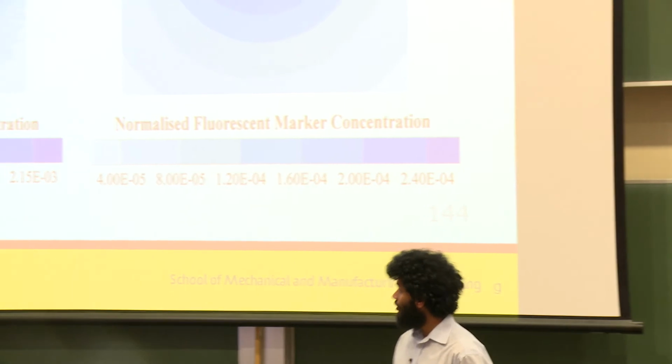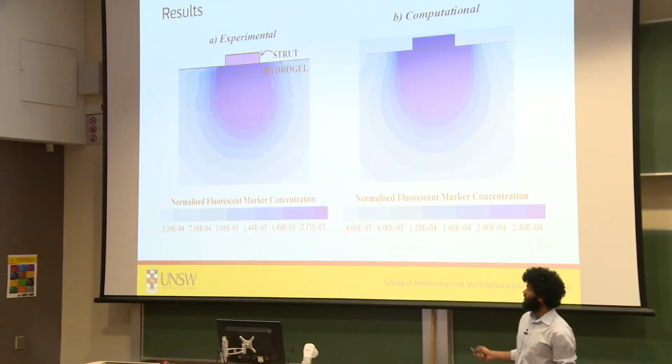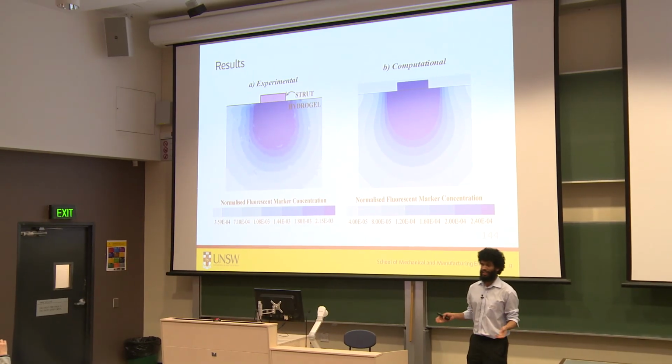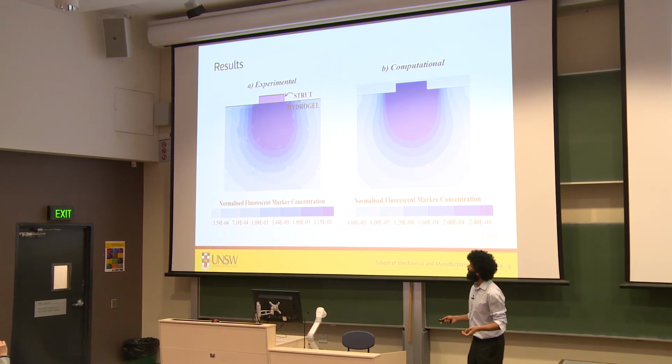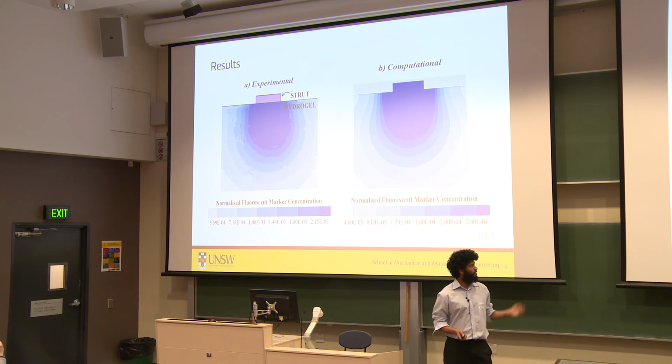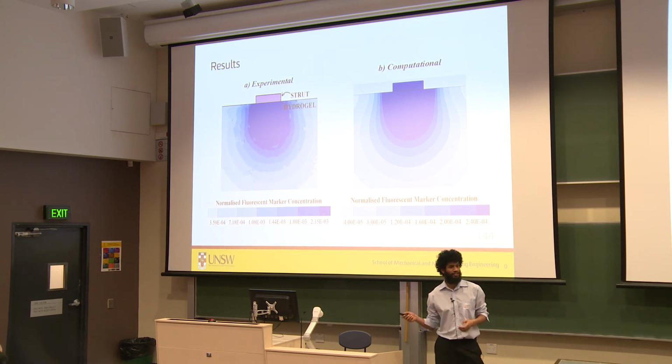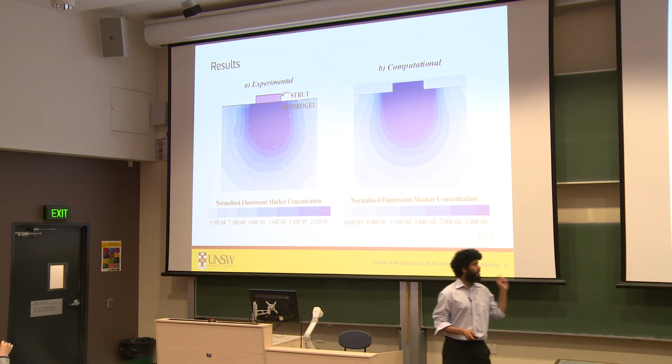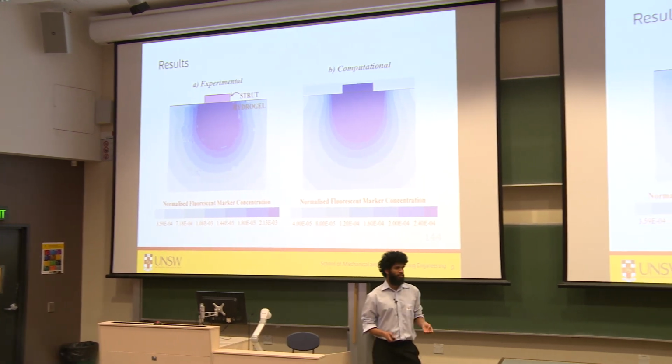And as you can see, the distribution of the marker in the hydrogel, once the hydrogel had been cross-sectioned, is very, very symmetrical, which is completely different to what we found in our very first study, which assumed a constant concentration of drug along the strut surfaces. So this seems to imply that the second model that we employed is the more appropriate model to use.